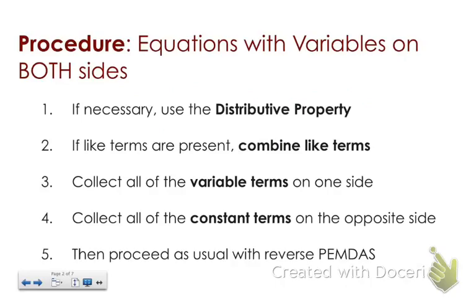Okay, so the procedure should still be to use the distributive property, or the reciprocal if it's a fraction. Combine all like terms. So if there are multiple terms on one side of the equal sign, still combine them. Then what's new is right here: you're going to collect all of the variables on one side of the equal sign and all the constant terms, or the numbers, on the other side. And then usually there should be just one step left to solve, which is usually either multiplying or dividing.